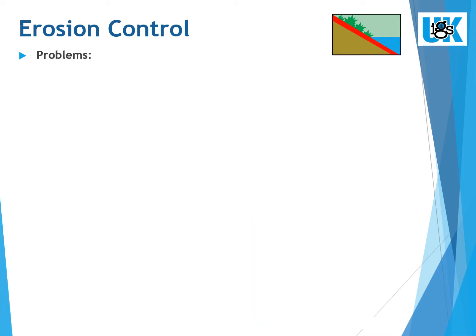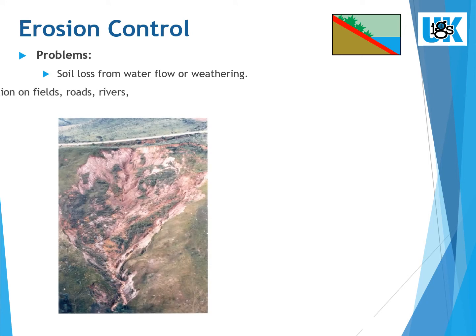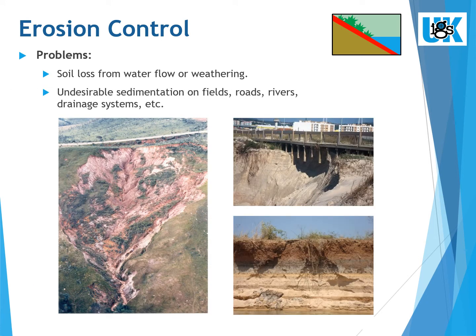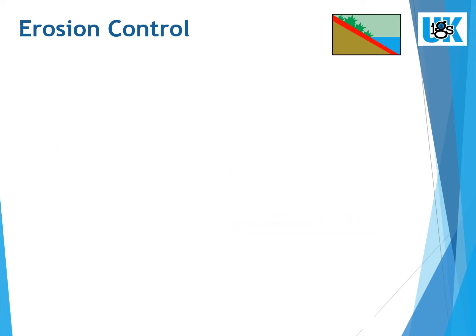The main problems caused by erosion are soil loss from water flow or weathering, undesirable sedimentation on fields, roads, rivers, drainage systems. As examples, you can see in the pictures that erosion can cause landslides, foundation problems of structures, riverbank damages, etc. The main question is where all the soil and sediments go.